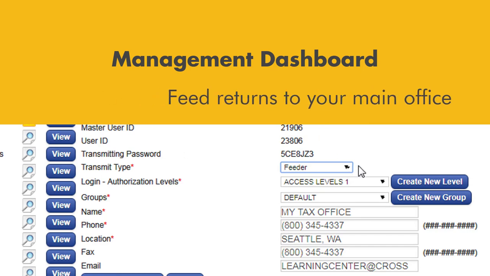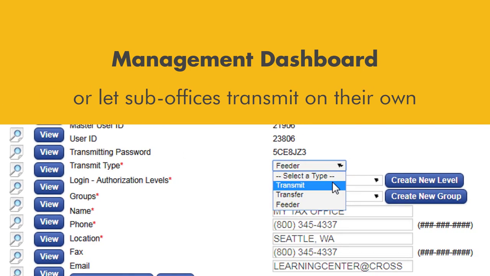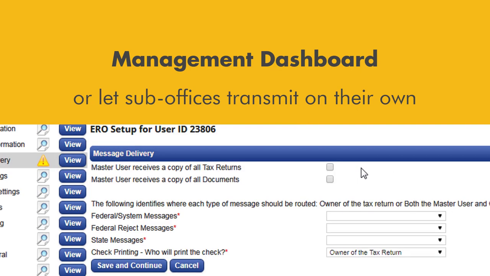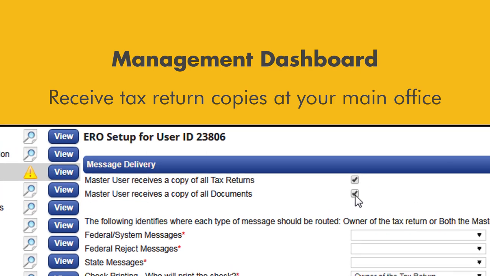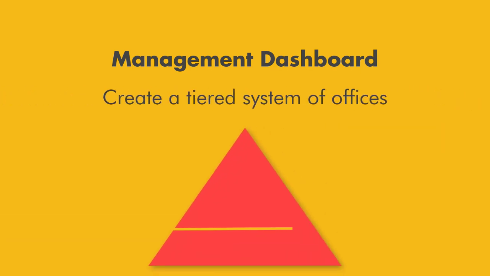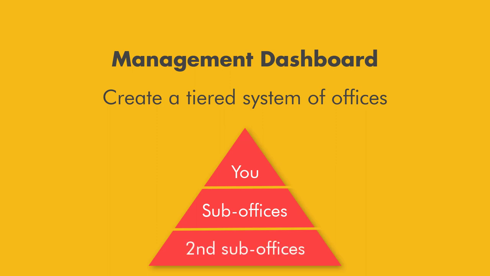Or, if you prefer, sub-offices can transmit tax returns directly to the IRS or state with an exact copy of the return being sent to your main office for your records. And best of all, the entire management dashboard system can be tiered, allowing sub-offices to have sub-offices of their own, each reporting to a hierarchy that has your main office at the very top.